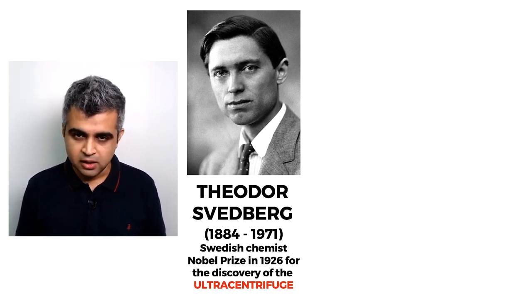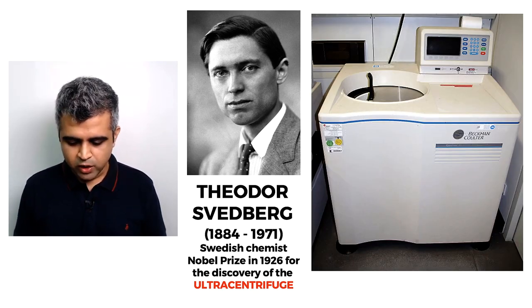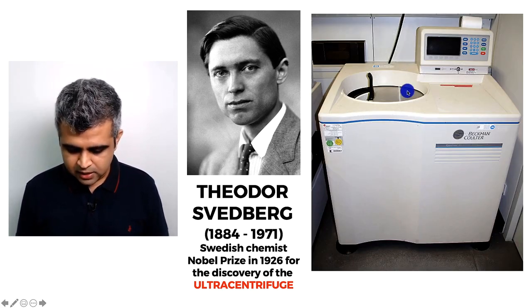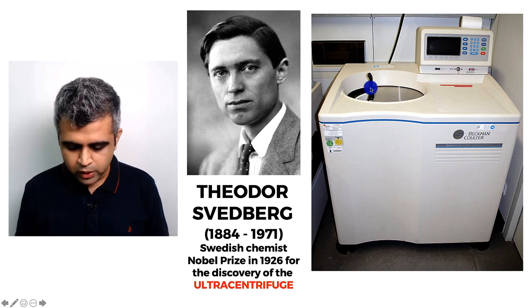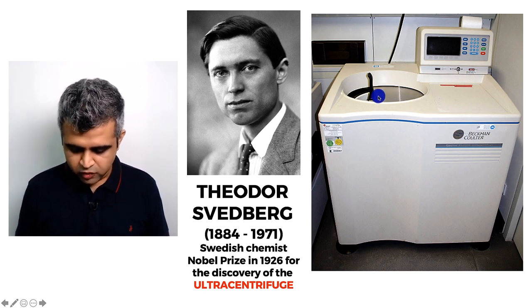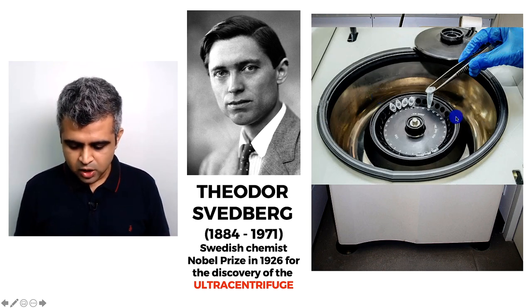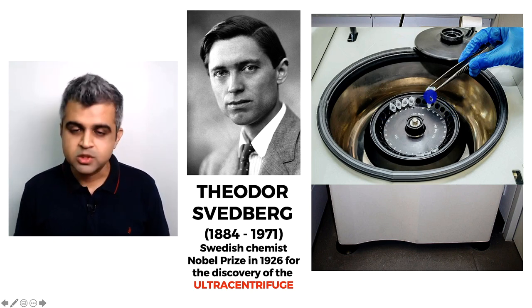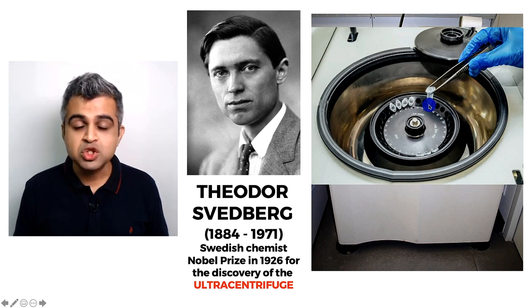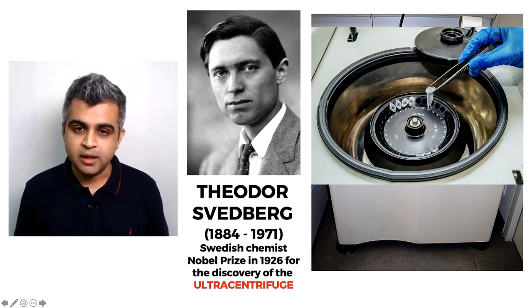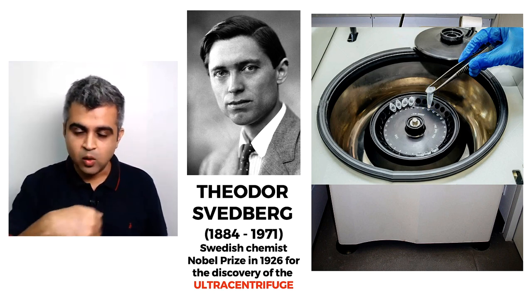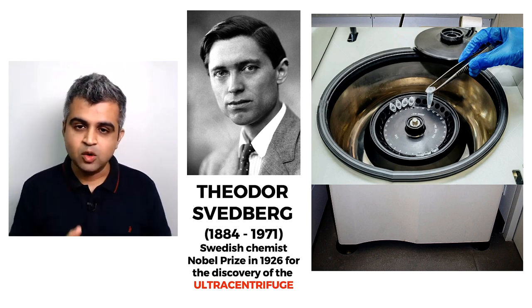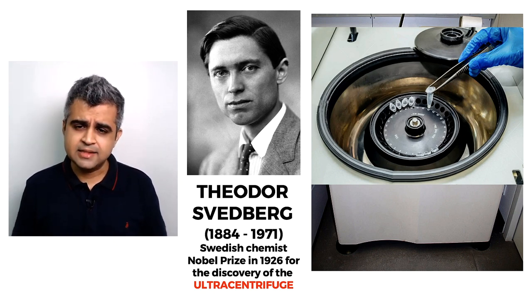And when he made the ultracentrifuge, it looked somewhat like this. You can see this big hole here, and in this hole, if you were to look inside, this is how it looks. You can see that there are areas where you can place your test tubes, which have your homogenate, which will then be separated out by spinning it around, and the particles inside the homogenate will separate depending upon their particle size and density.